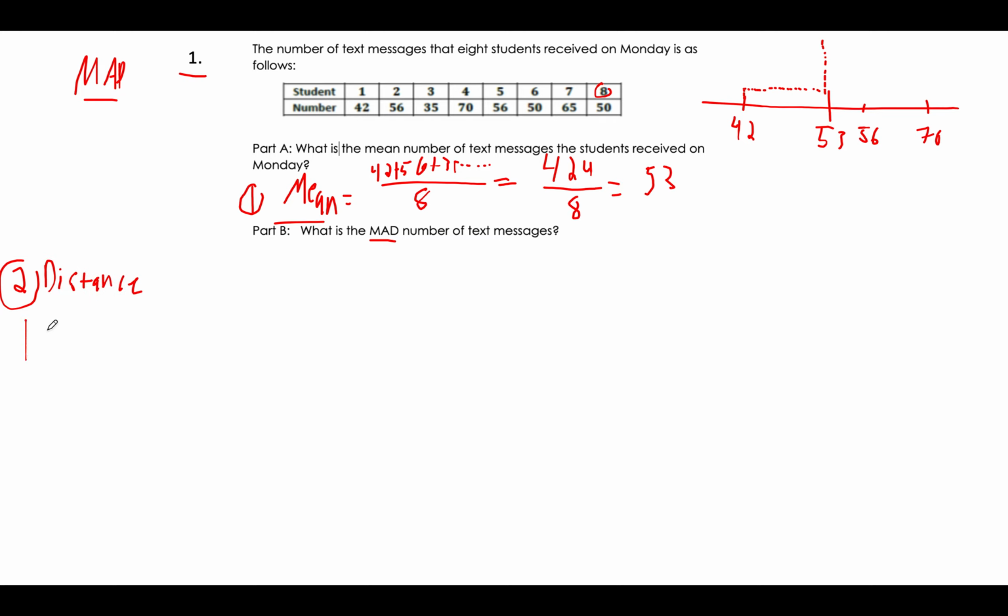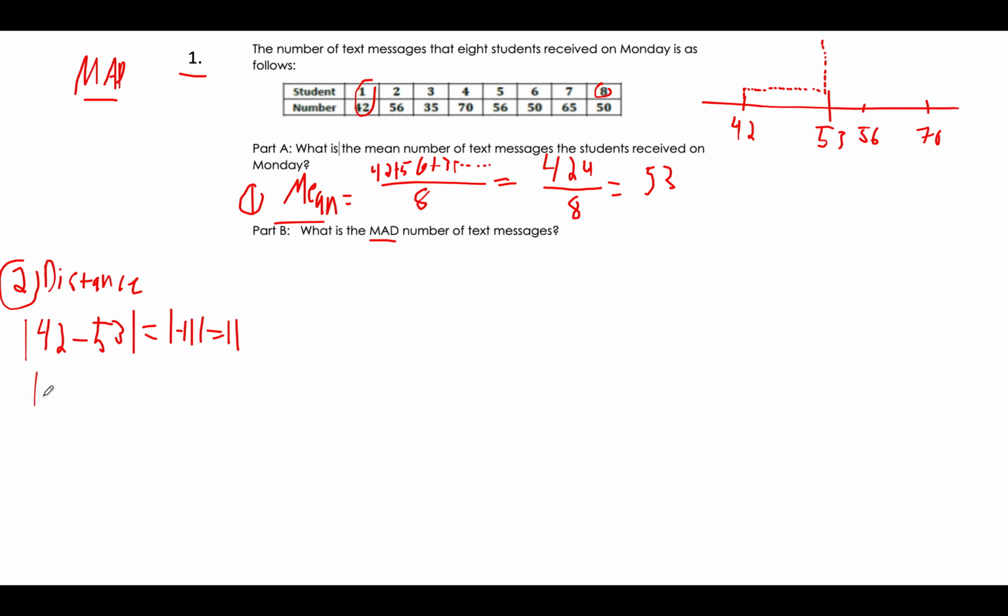To do that, we're going to take the absolute value of each of our points. Take this first one here, 42. We're going to subtract away from that our mean value. We're going to take the absolute value there because distance we want to always have as a positive. 42 minus 53 is going to give us negative 11. But we're taking the absolute value of that, so that gives us just 11.